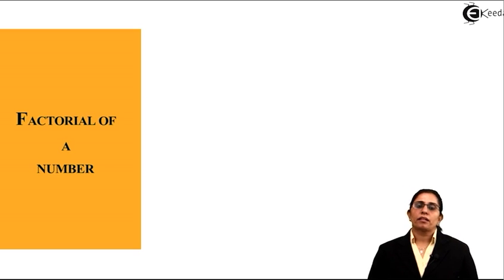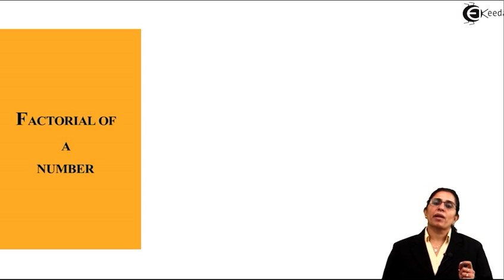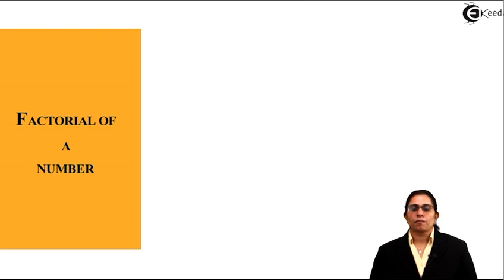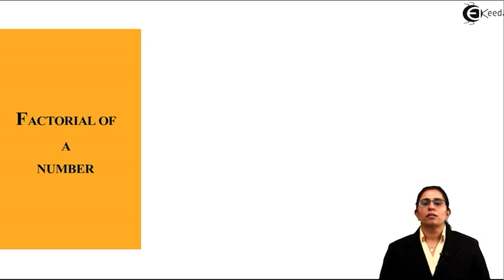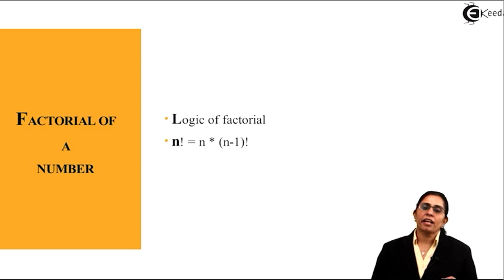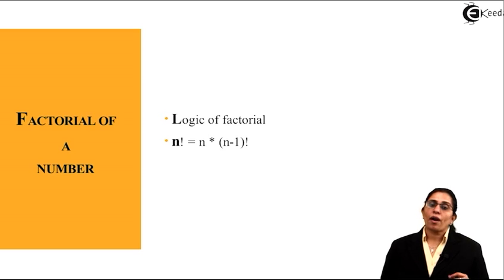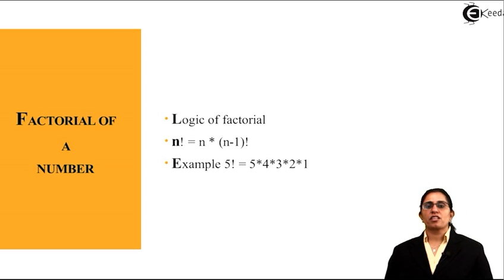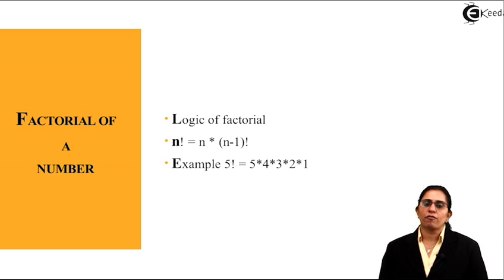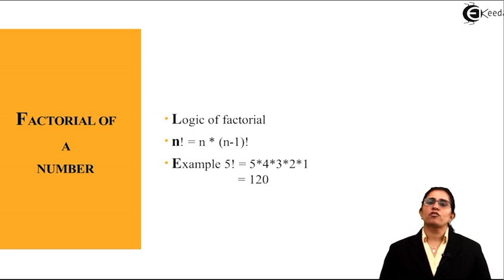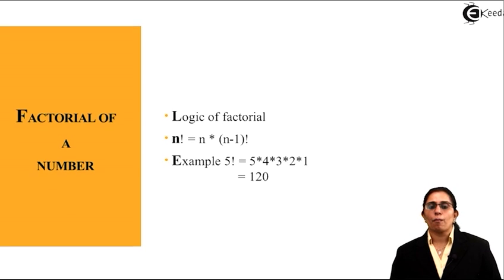Now we will see that when we have a base case and a make-progress case, how do we implement the factorial of a number using it? What happens in a factorial of a number? The logic behind the factorial is n factorial is equal to n into (n minus 1) factorial. If n is 5, then 5 factorial is equal to 5 into (5 minus 1) factorial, which will be 5 into 4 into 3 into 2 into 1, which is equivalent to 120. So that is a simple example of a factorial of a number.